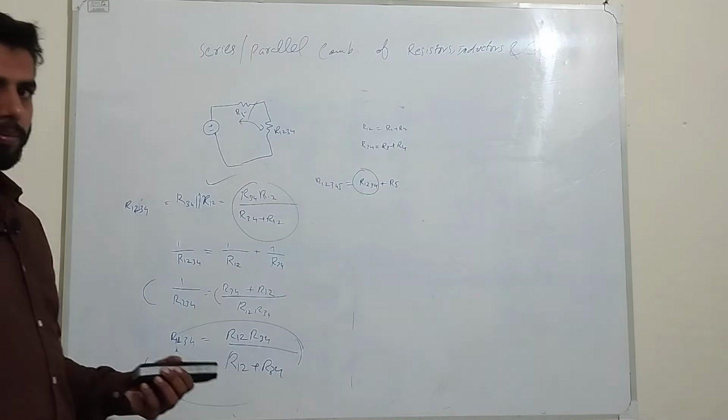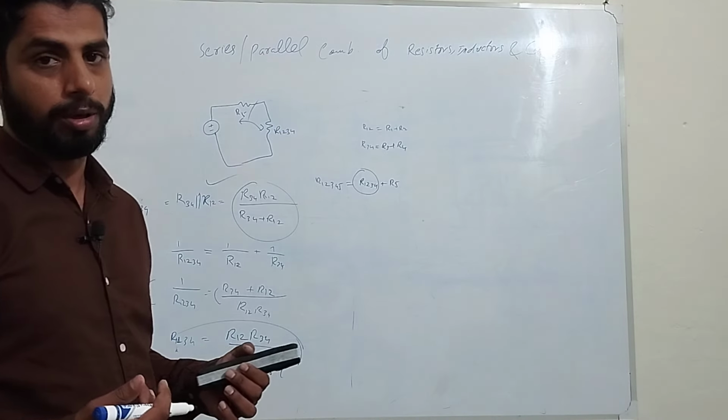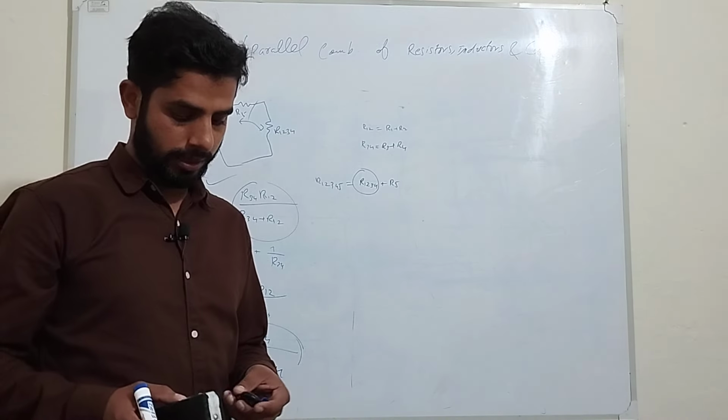So this is the simple one, series and parallel combination of resistors. In the next sessions I will explain series and parallel combinations of inductors and capacitors with more detailed examples.